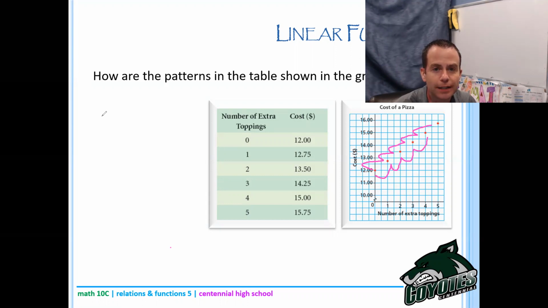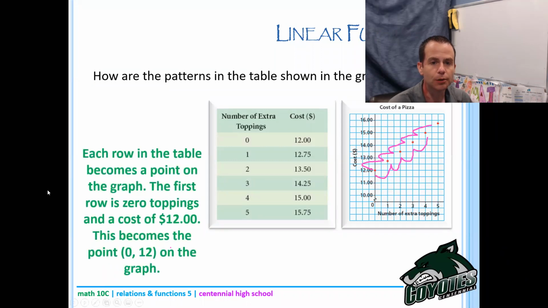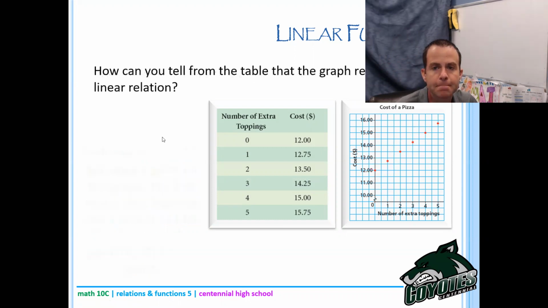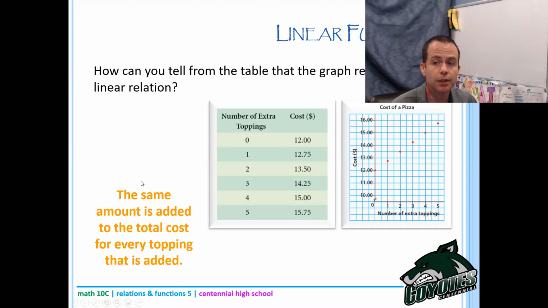Sorry, I need to put my mouse back on here. Okay, each row in the table becomes a point on the graph. The first row is 0 toppings and a cost of $12. This becomes the point (0, 12) on the graph. And then I can see the X's are going up by 1s and the Y's are still going up by 0.75. Okay? All right. How can you tell from the table that the graph represents a linear relation? Well, I actually already answered that question.